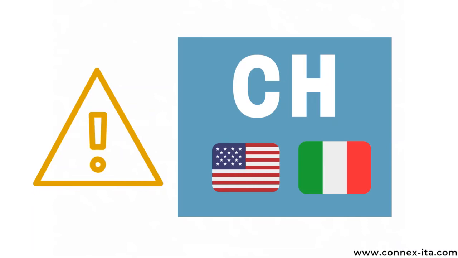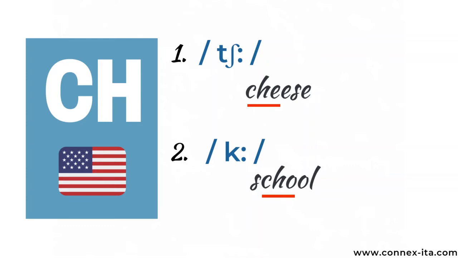Now, you need to be careful when the letter C is followed by an H, and that's because you may get confused with how this sound is pronounced in English. In fact, in English, when C is followed by an H, it can have a soft sound, like in the word cheese, but also a hard sound, as for example in the word school. So there's not really a rule that applies in all situations.